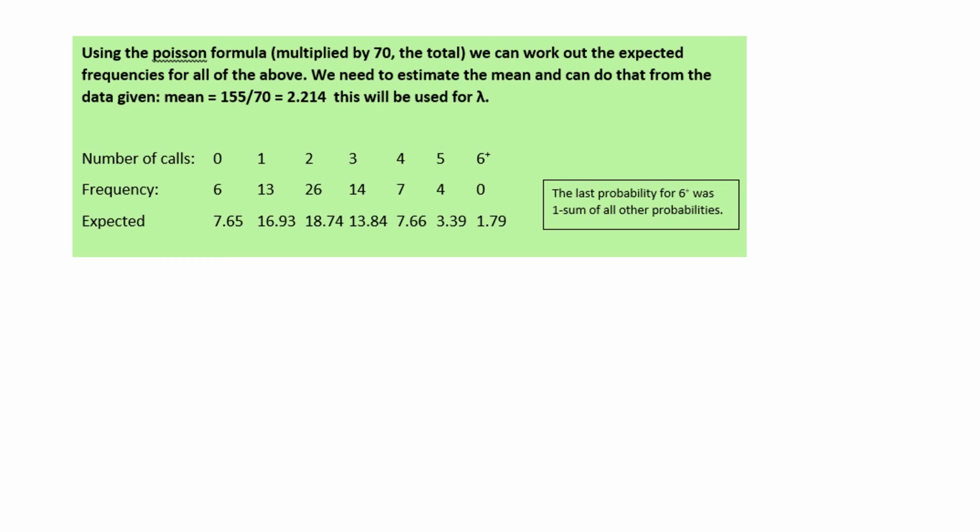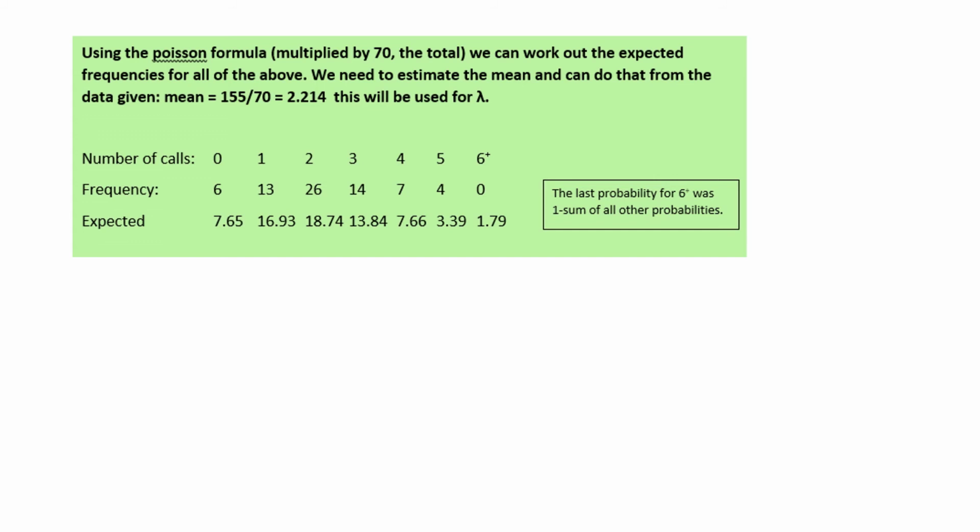The probability of 1 is e to the minus lambda times lambda, or just leave your original probability in, and times it by lambda, so times it by 2.214. Remember, this is a recursive formula, so if I know the probability of 1, to get 2, I multiply the probability of 1 by lambda over 2, and then I multiply that by lambda over 3 to get 3, lambda over 4 to get 4, and so on. And the expectation is all those probabilities multiplied by 70.